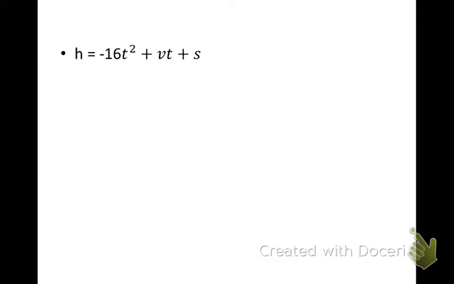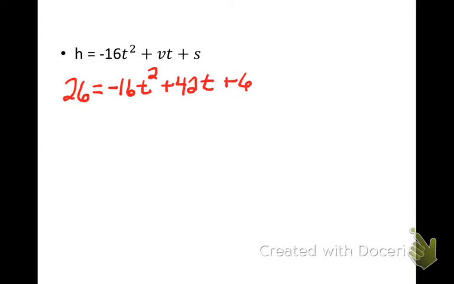So here I have the formula again. All right, so what are we going to put in for the height? Well, the student caught it, it said, when it was at 26 feet, so that's going to be there. Negative 16, we don't know our time, t squared. The initial velocity was what? How fast was it going when it was shot up? It was 42, so plus 42t. And what was the starting height? Well, it started at 6. So that's how you put them in their place.